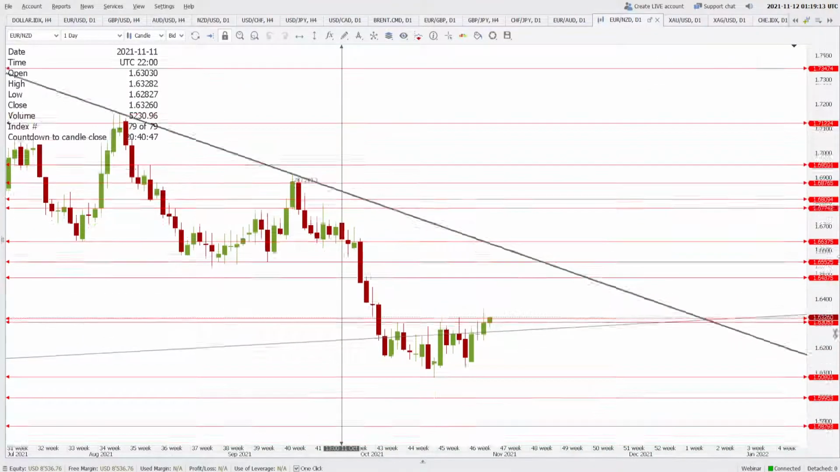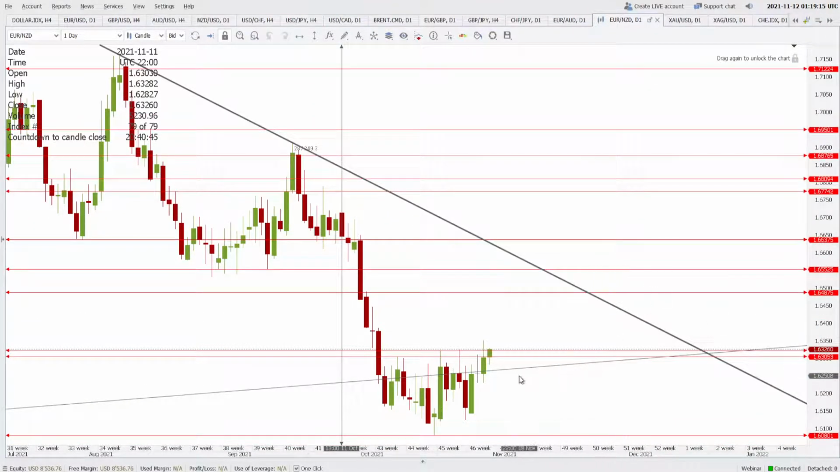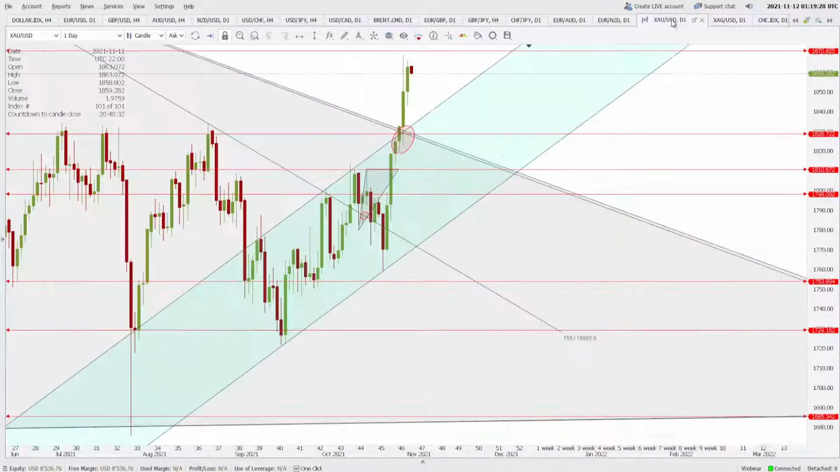Talking about the Euro New Zealand, Euro seems to be going higher than the New Zealand dollar. A close above 1.6321 will expose 1.6487. So right now the support is at the 1.6305 area and the resistance is at 1.6487 in this market.